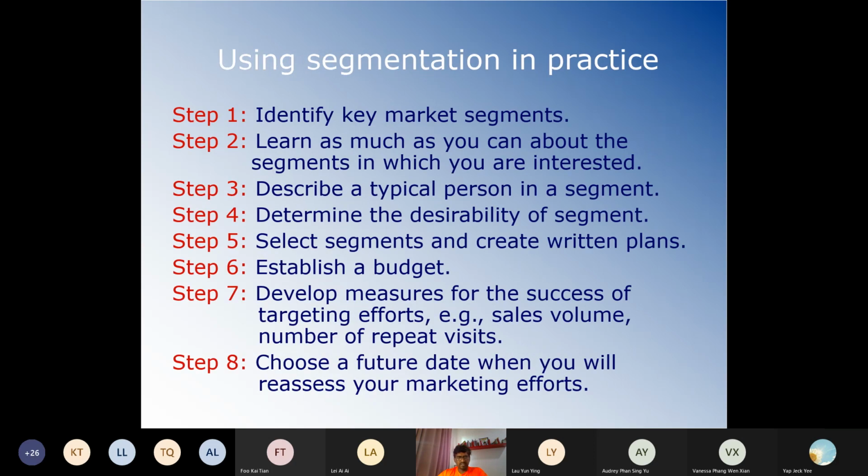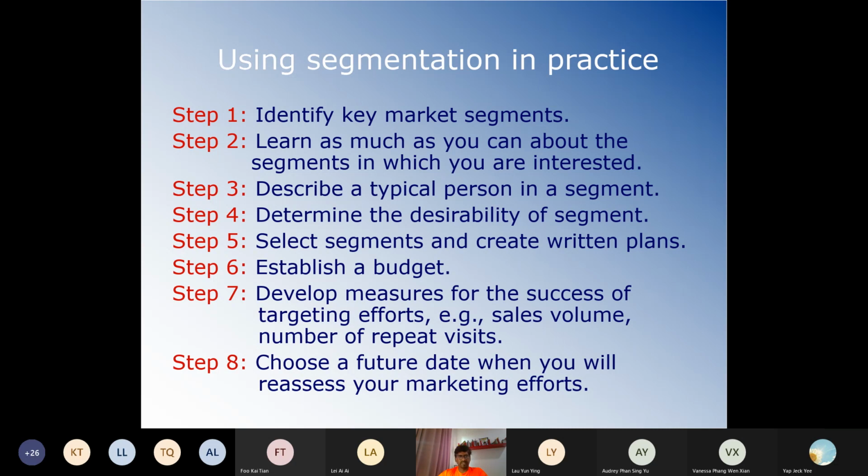So using segmentation in practice involves these different steps, from step 1 to step 8. Sometimes you may be asked to write the steps involved in the segmentation process of a pharmacy practice setup, then you need to be able to write these 8 steps. Sometimes it will be asked as steps for 5 marks, it means you need to write eight steps. Sometimes they will ask for 5 steps, then just write any 5 steps. It depends on the question and the amount of marks given.